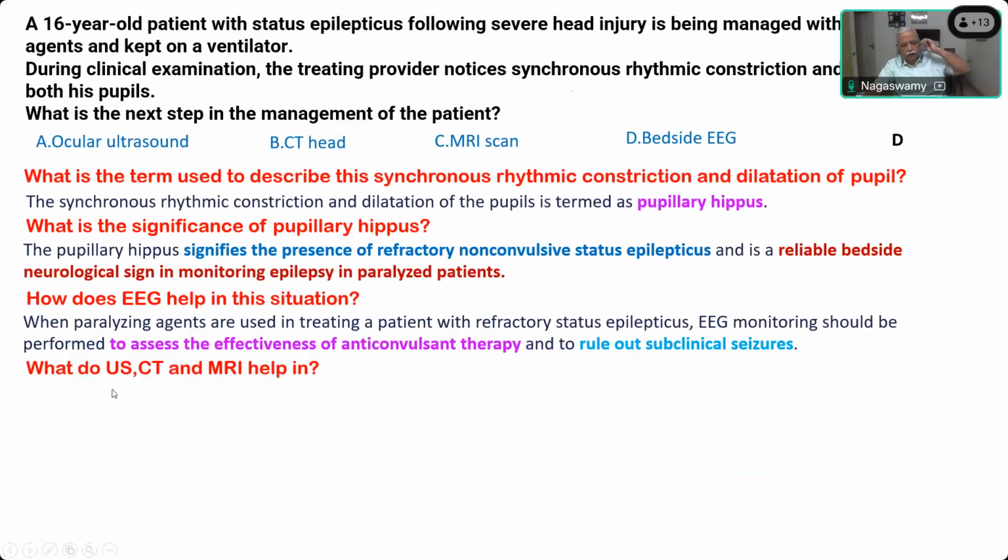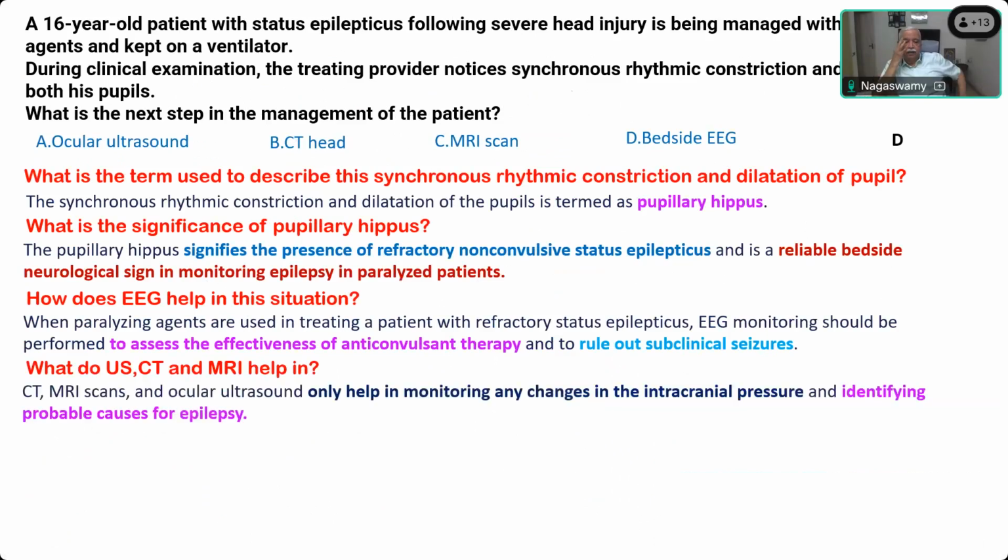What do ultrasound, CT, and MRI help in, which are all given here as other options? How do they help in this case? Given the history of head injury, we might suspect intracranial bleeding, any intracranial bleeding, intracranial brain edema. Okay, they identify possible causes of epilepsy. So any changes in intracranial pressure can be identified using that.